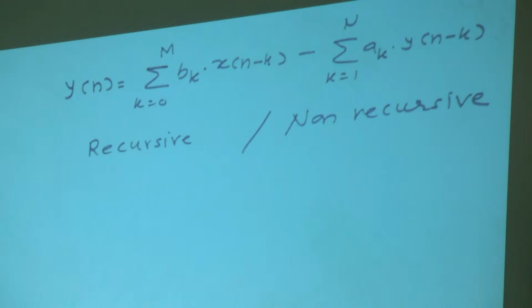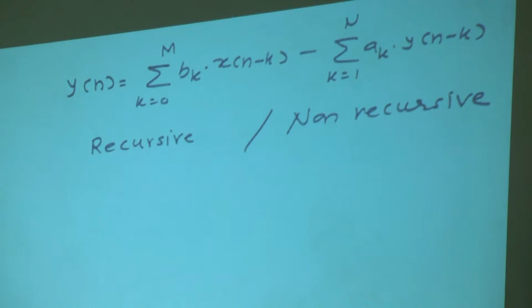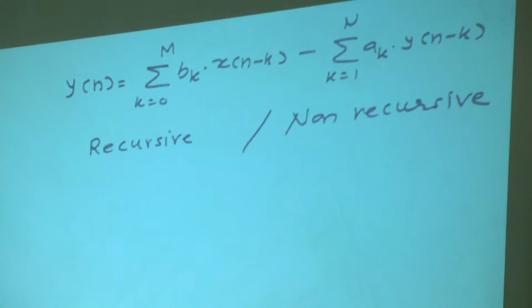What is recursion? Examples of recursion that you know are factorial. 5 factorial depends on 4 factorial. N factorial depends on n minus 1 factorial. That is the recursion. So when n factorial depends on n minus 1 factorial, it means it depends on the past output. Or the Fibonacci sequence: the present value of the term is going to be the sum of the past two values. That's a recursion.